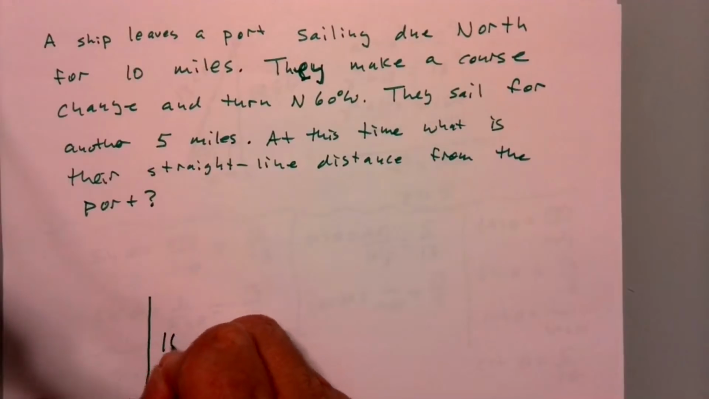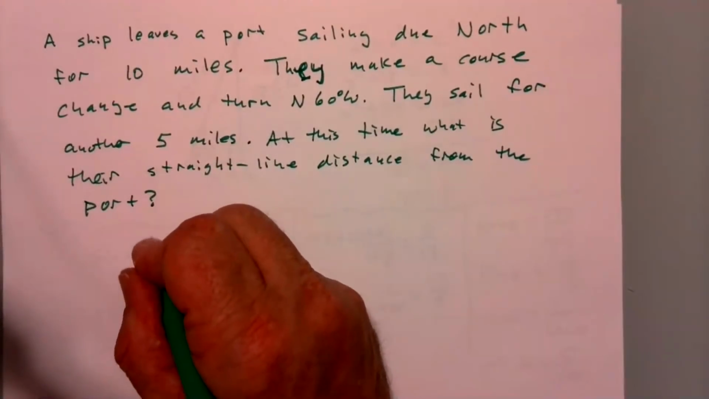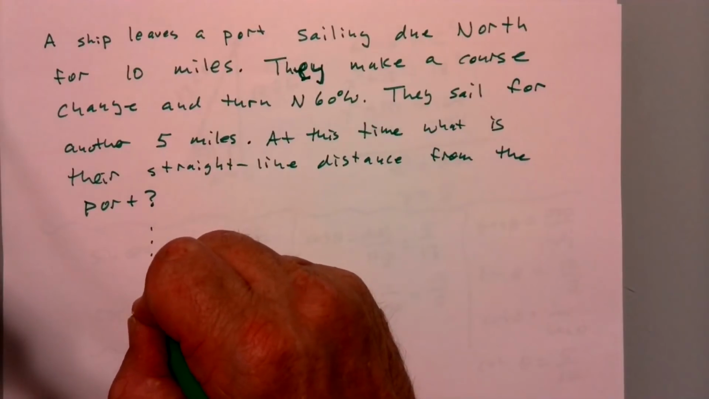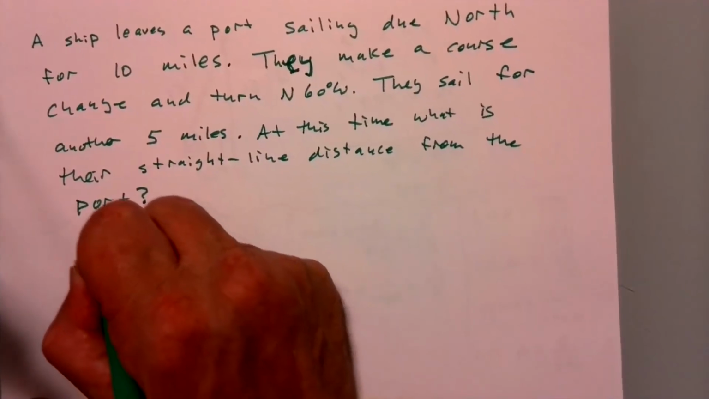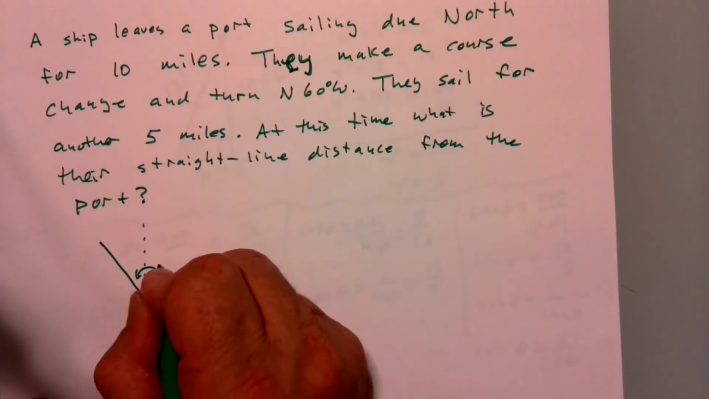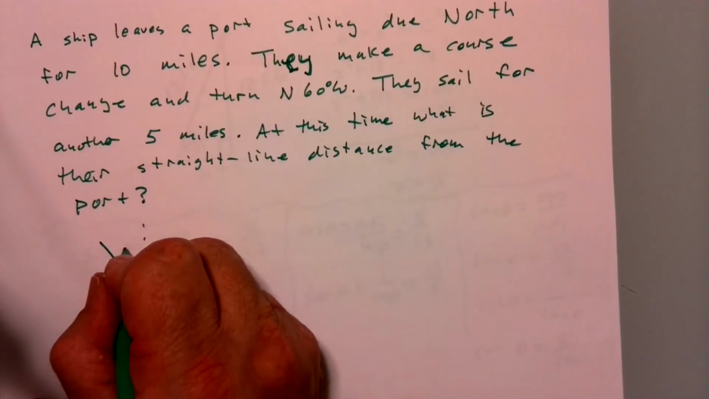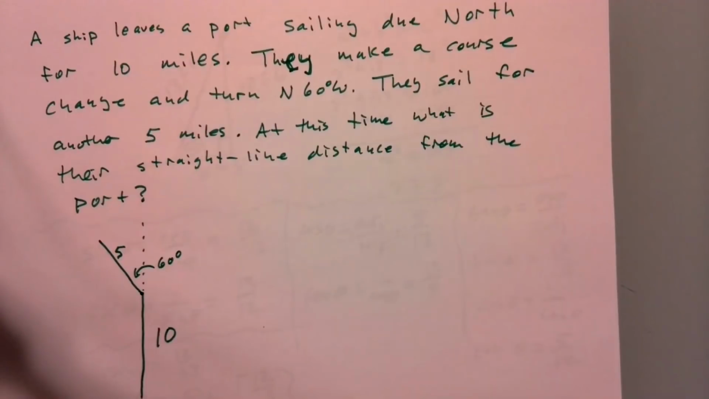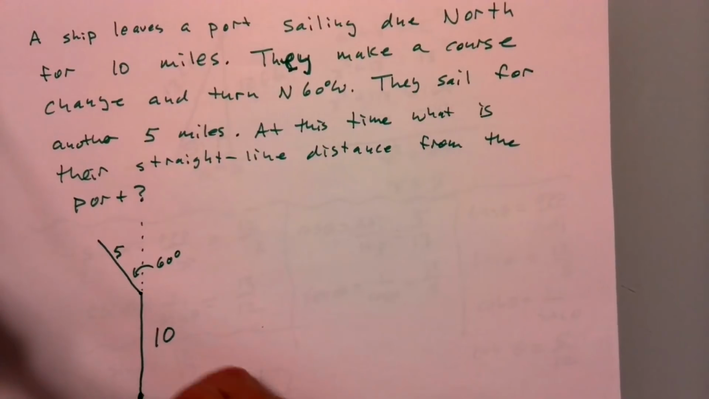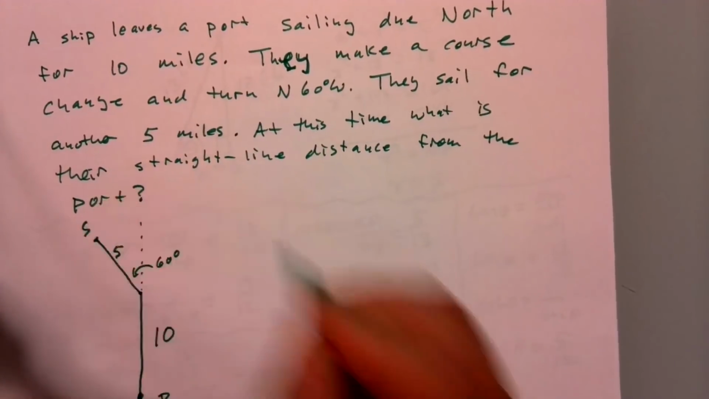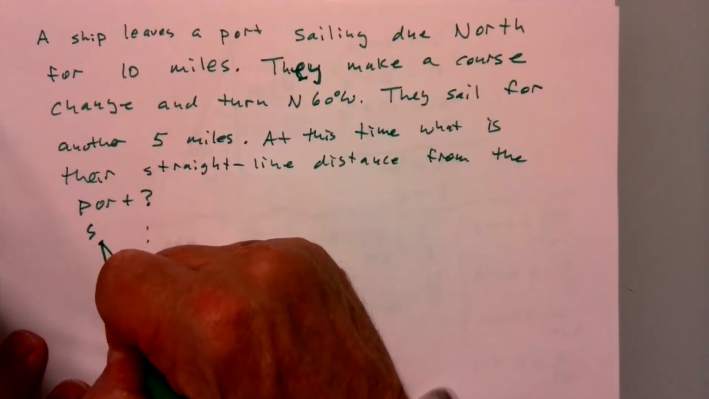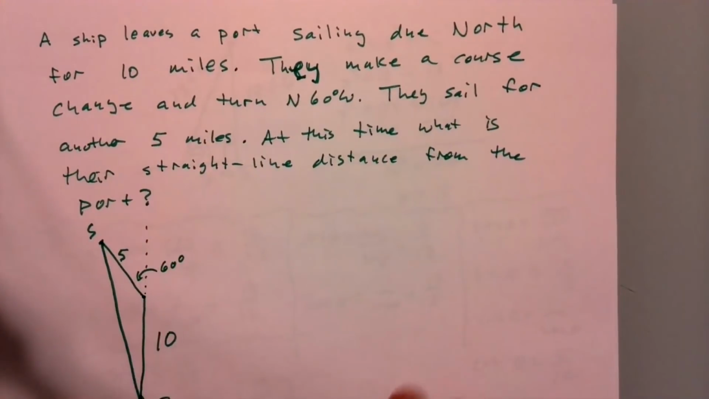They go 10 miles. If they would have continued straight, but they don't continue straight, they go 60 degrees west of north. So they're going this way now. And that's 5 miles, but that angle in there is 60 degrees, and this distance now is 5 miles. And the question is asking us, what is their straight line distance from the port? So here's the port, and here's the ship. So we're looking for the distance from P to S.